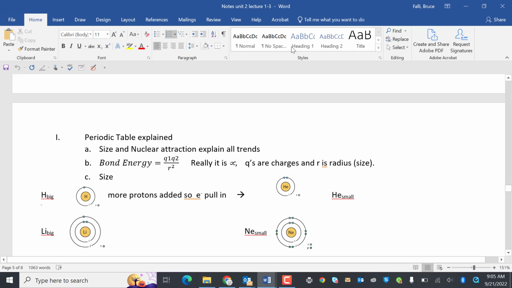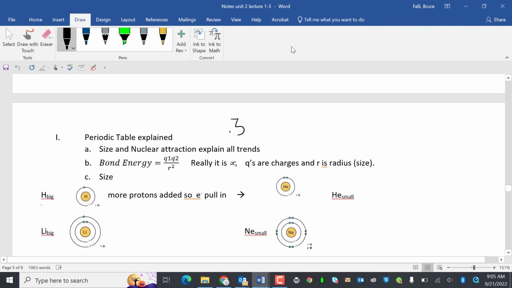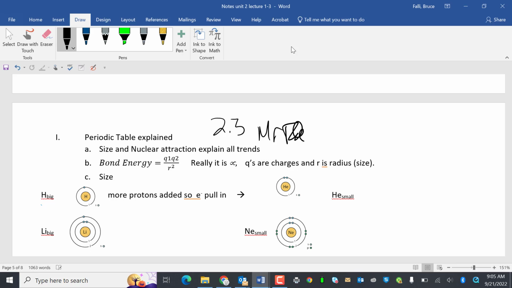This one's going to be 2.3, where we're going to explain trends in the periodic table. And I'm your host, Mr. Fowler. All right, so first thing you need to know, size and nuclear attraction explains all trends, every one, you better believe it.